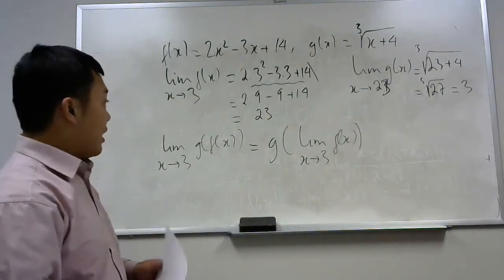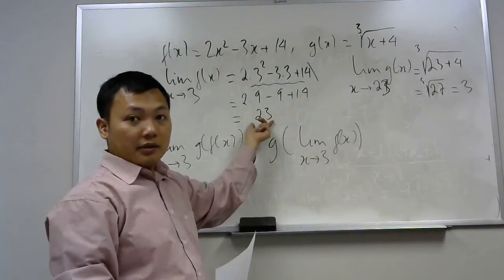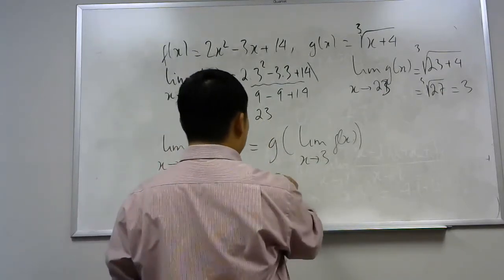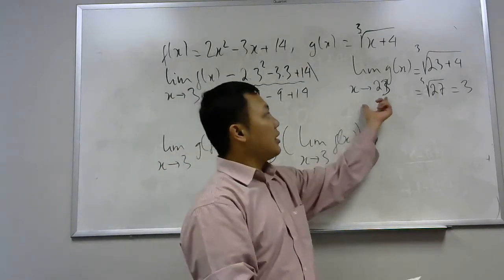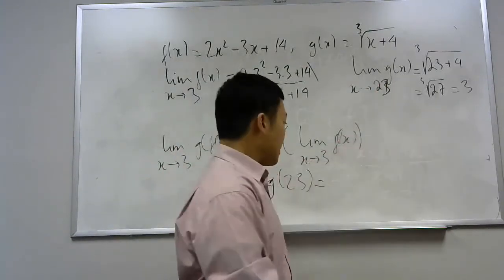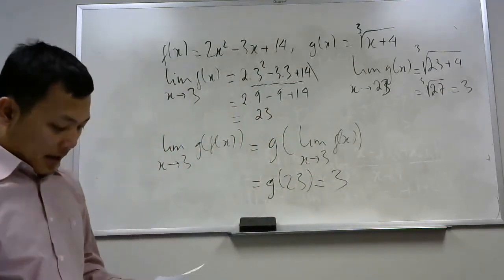You see? And we already have limit of f when x goes to 3, right? That is 23. So basically you have g of 23, and we already have g of 23 in here, right? Because the limit is 3. So the answer is 3. You see? It's very easy.